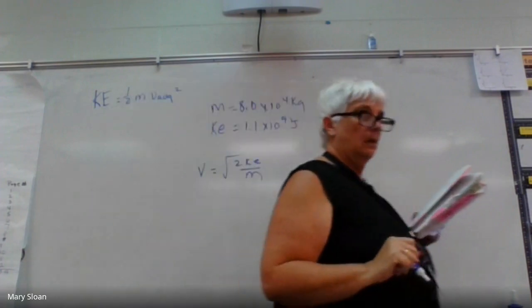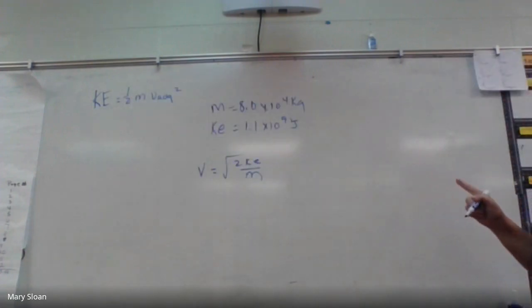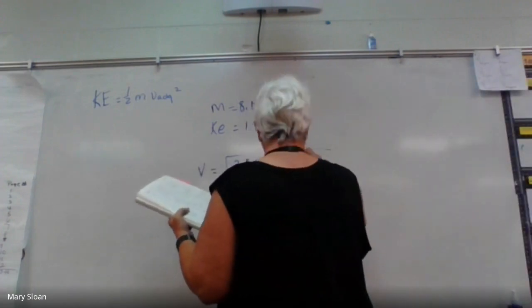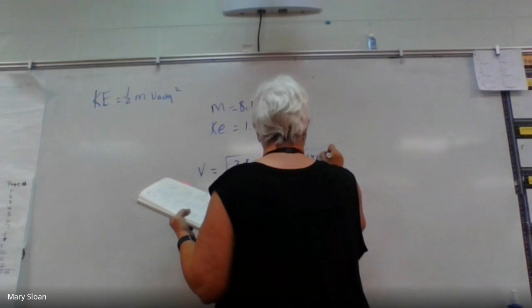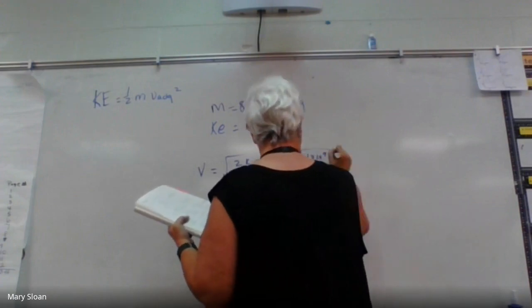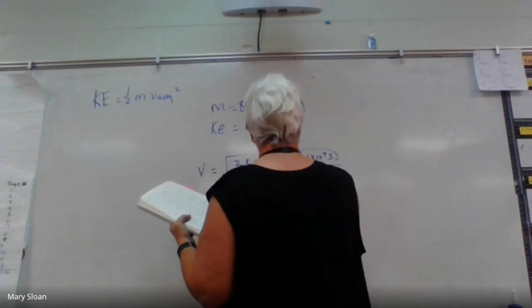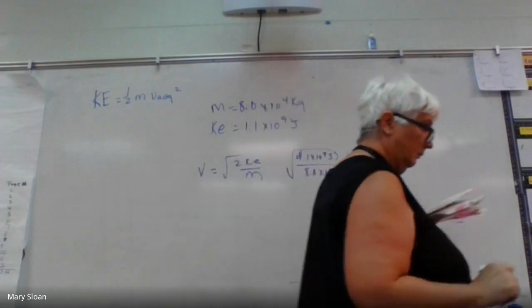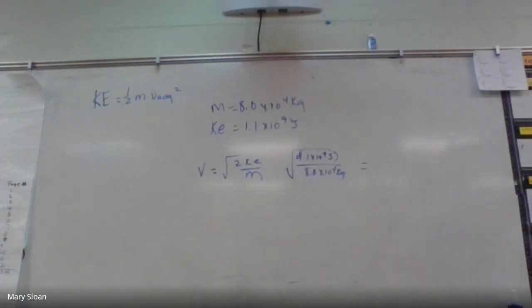All right. There's your formula. So you're going to do the square root of 1.1 times 10 to the 9 joules times 2 over 8.0 times 10 to the 4th kilograms. Put it in your calculator and I'll come by and look at it. Yeah, that's what I got.